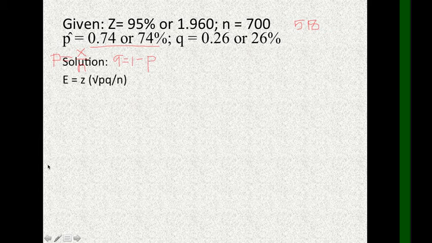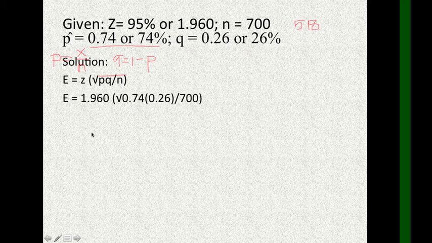We have Z quantity square root of PQ over N. This is the standard deviation. When you multiply to Z, that will become the margin of error. Okay. Now, the PQ is 0.74 and 0.26 multiply and divide by N, right? So, this is our given as substituted to our formula. Okay, multiply 0.74 and 0.26. Click equals. Okay, did you do it on your calculator?